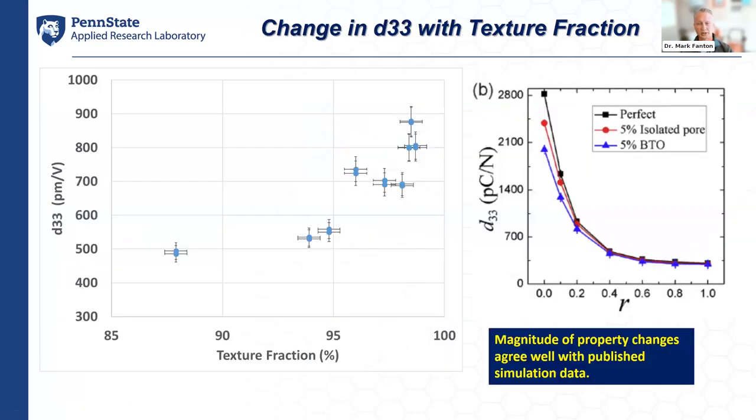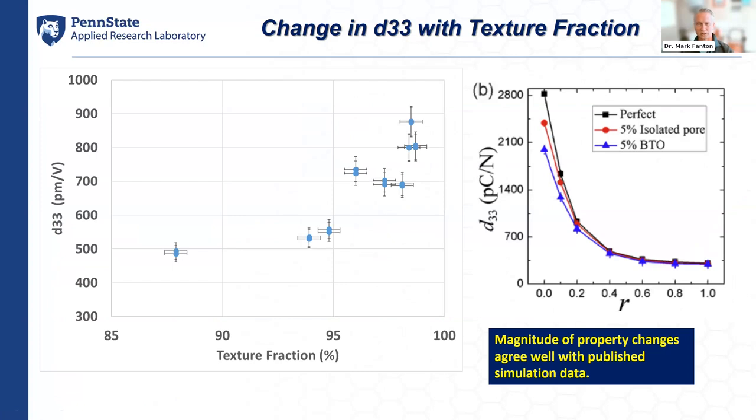So the first thing we looked at in order to compare it to some of the published modeling and simulation data was, what is the d33 coefficient doing as a function of texture fraction? And you see that we do essentially replicate the trend that the modeling paper predicted, that to get to very high d coefficients, we need to drive the texture fraction as close to 100% as possible.